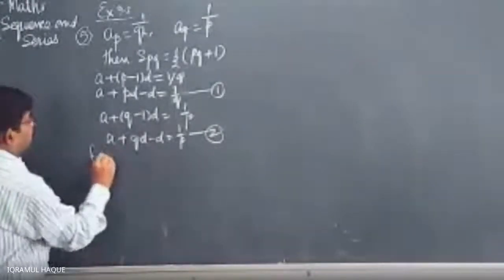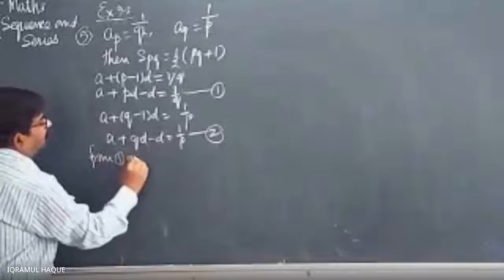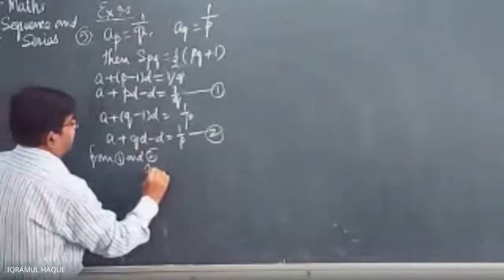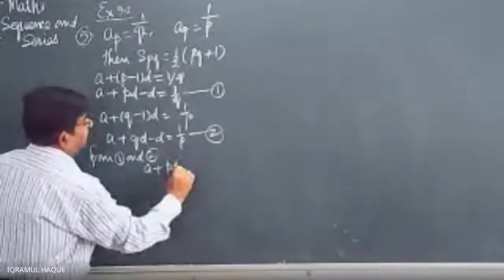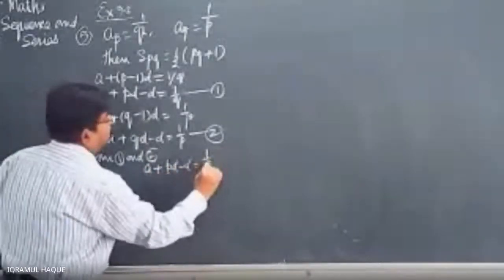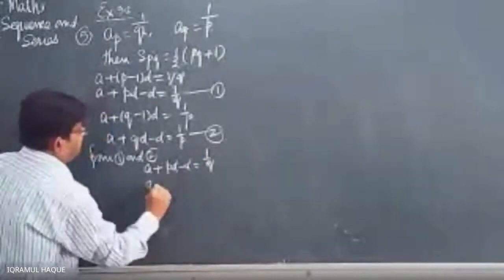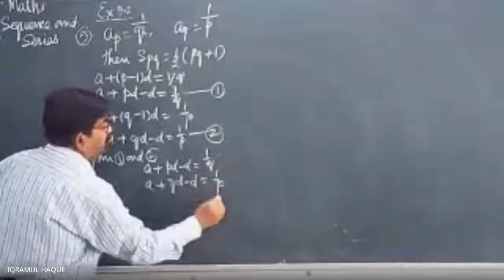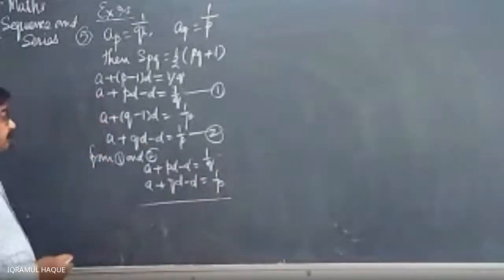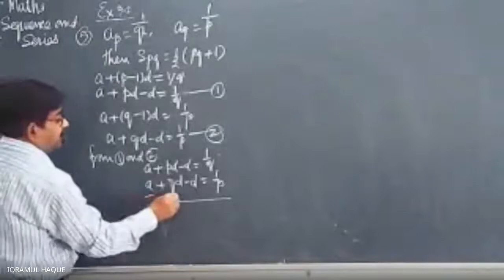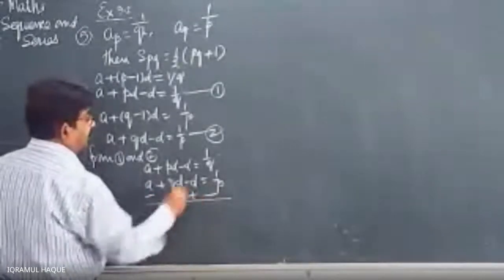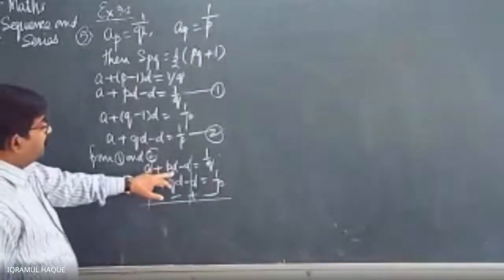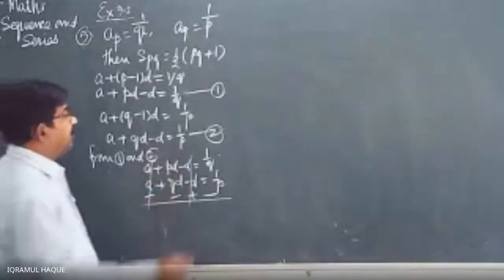See, from 1 and 2, I am writing equation number 1: A plus PD minus D is equal to 1 upon Q. And A plus QD minus D is equal to 1 upon P. Subtract the equations. Minus, minus, plus and minus. A will go and D will go. Finally, we have PD minus QD. So D is common.